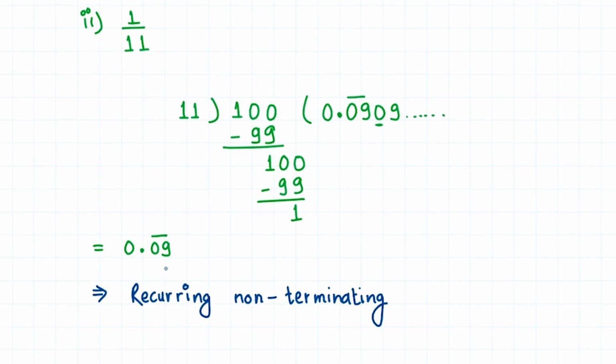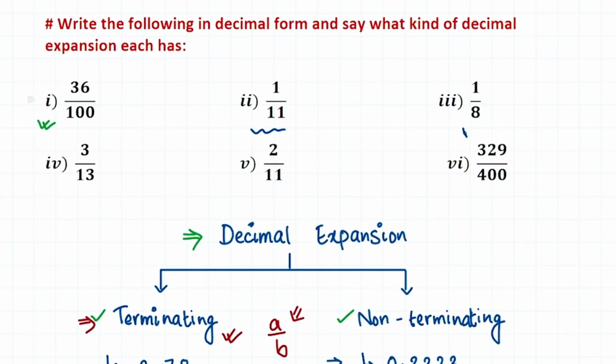So 0.9 is recurring, repeating, but it's not terminating, okay? It's a non-terminating decimal expansion. And that's our second question. Now, let's look at our third question. So our third question is 1 divided by 8.